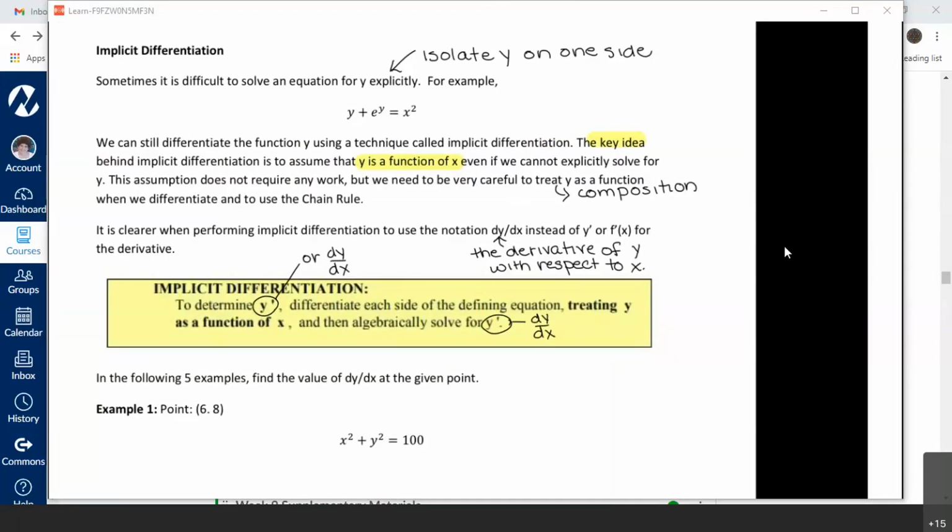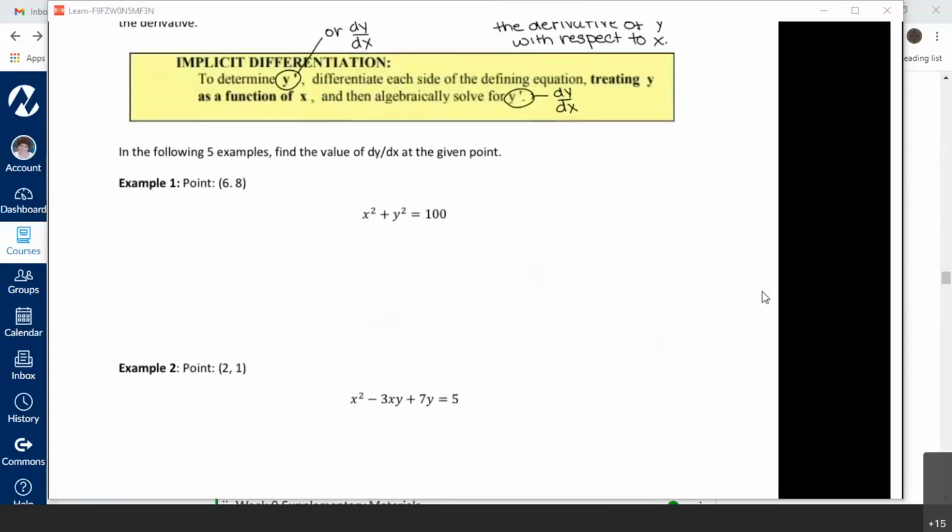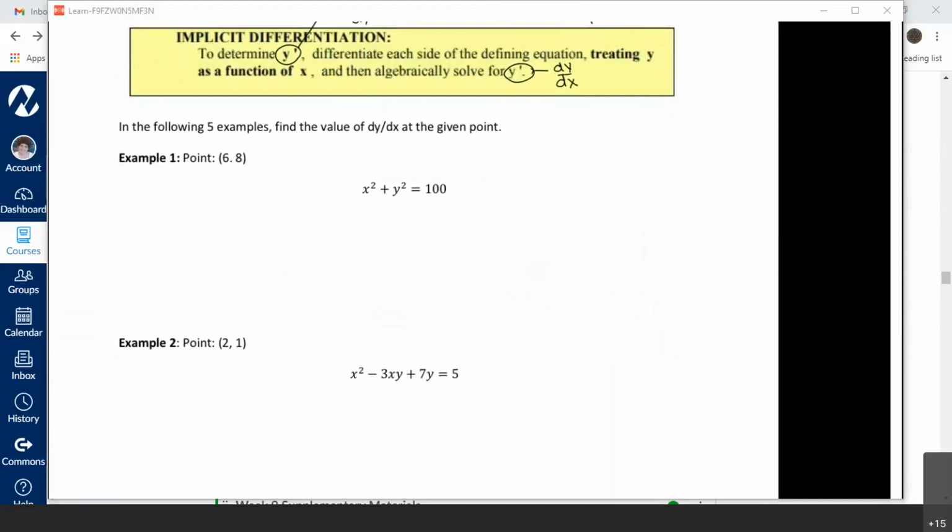So let's take a look at how it works, because that's a whole lot better than just talking about it. So here's an example. They're saying in the following 5 examples, find the value of dy dx at a given point. So here's this function, it's got x's and y's in it. If we were to solve for y here, we'd wind up with a positive and negative square root, which is ugly. We don't want to have to deal with that. So let's just differentiate it implicitly rather than trying to solve it for y first.